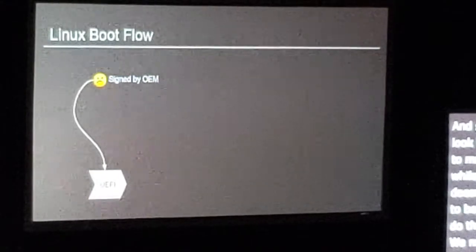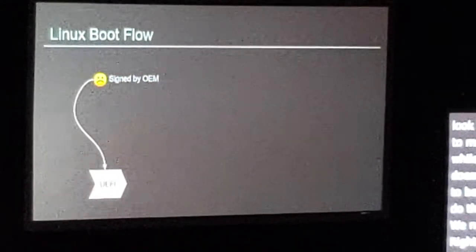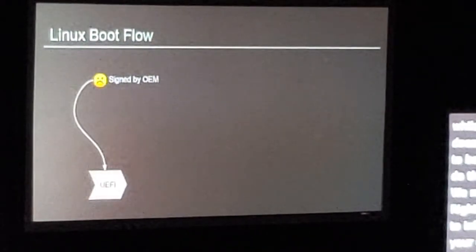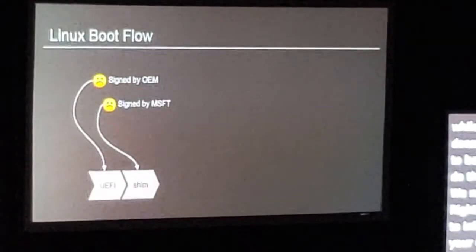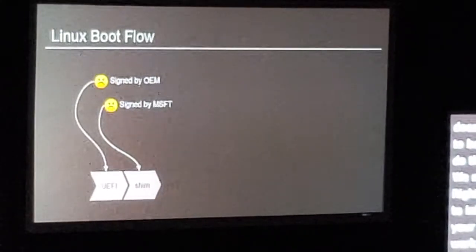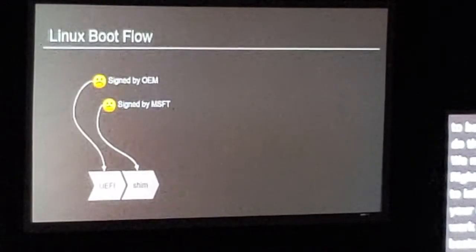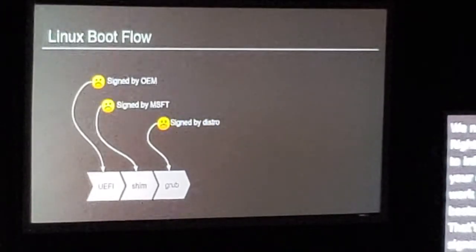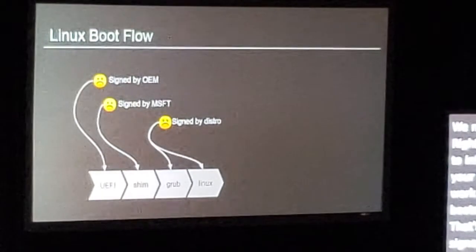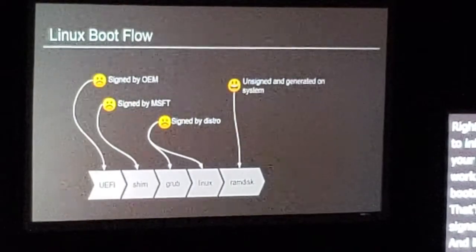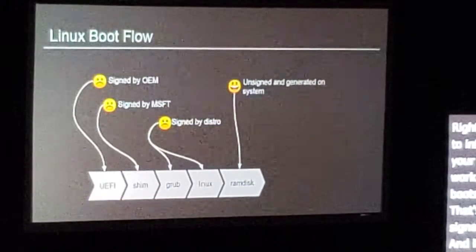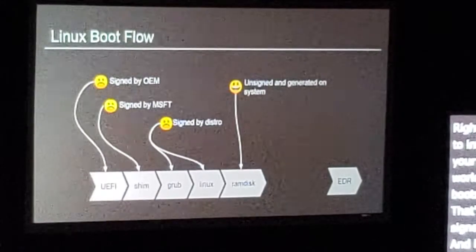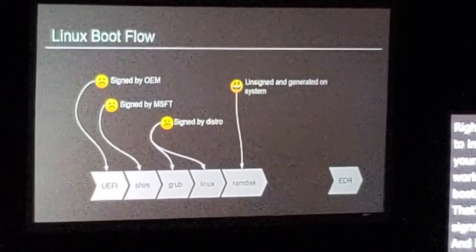So how does your computer boot, and what can we infect? The first thing that boots is the platform firmware, and that's signed by the OEM. You can't really infect that easily. The next thing is the shim, signed by Microsoft, and it pivots the key over to the distro. That's a little bit harder to infect. Grub is signed by the distro, no good. The kernel is signed by the distro, no good. But the RAM disk is generated on the system and not signed. This sounds like a good time. Then sometime later the EDR is started. So obviously what we need to infect is the RAM disk.